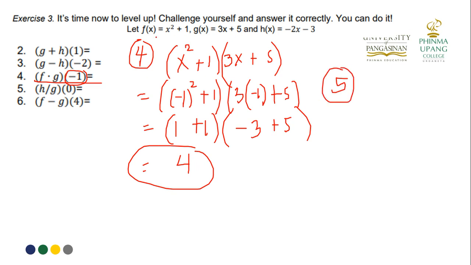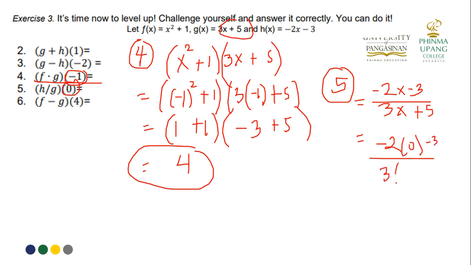How about number 5? Number 5 naman, sabi niya doon, yung h natin is negative 2x minus 3, tapos yung all over niya is 3x plus 5. And then, yung x natin daw is 0. So, negative 2 times 0 minus 3, all over 3 times 0 plus 5. So, what is the final answer? Negative 3 all over 5. Okay, negative 3 all over 5.